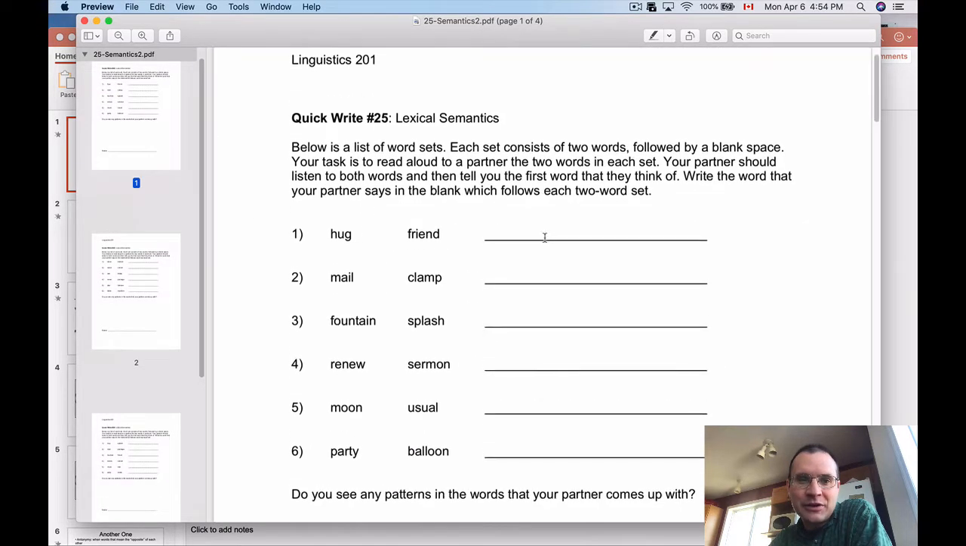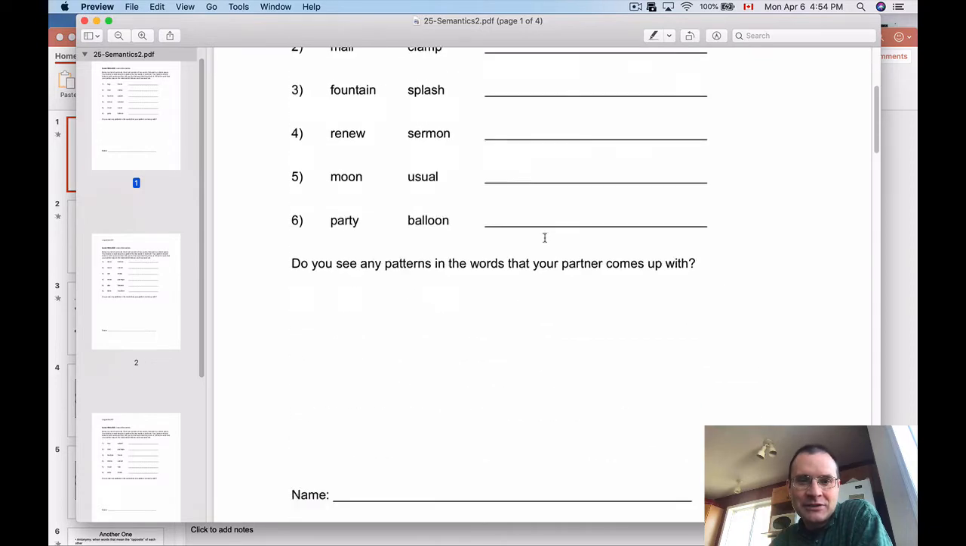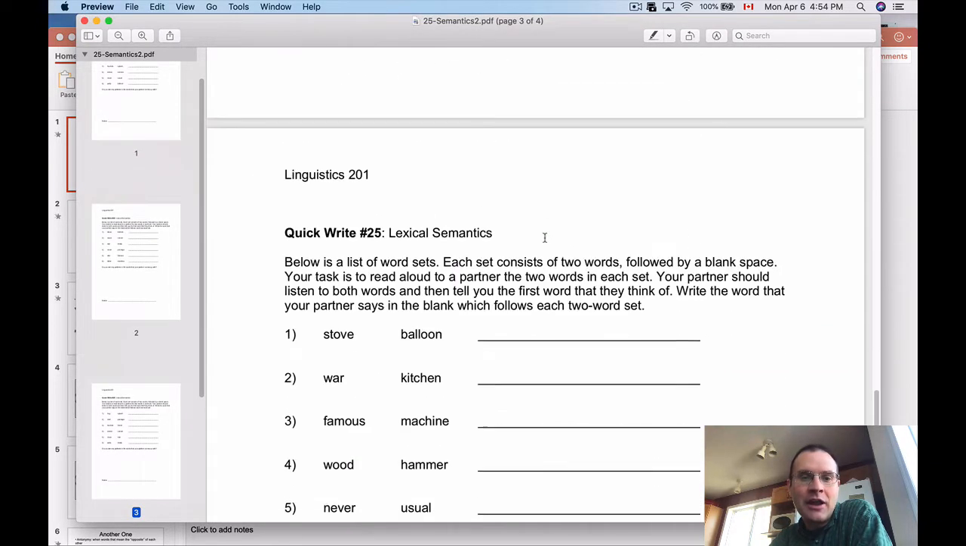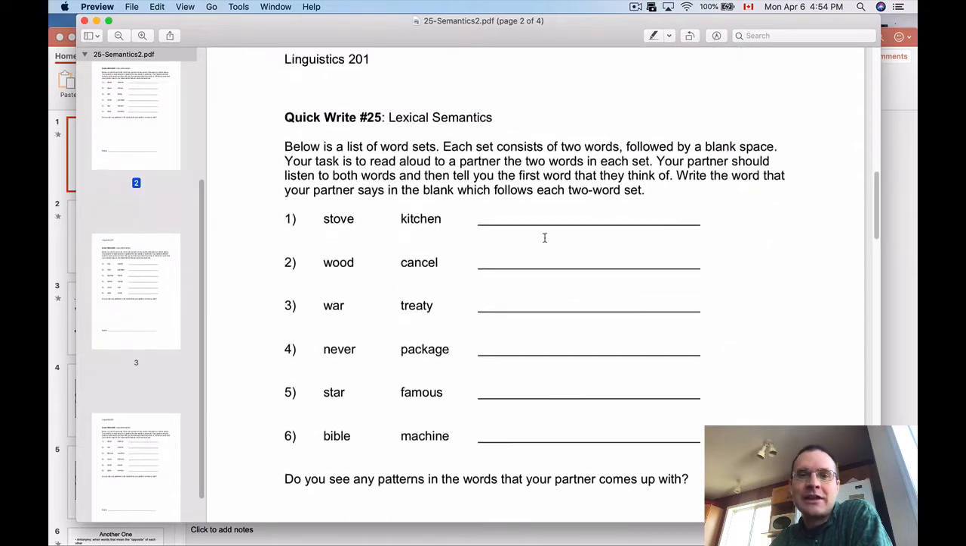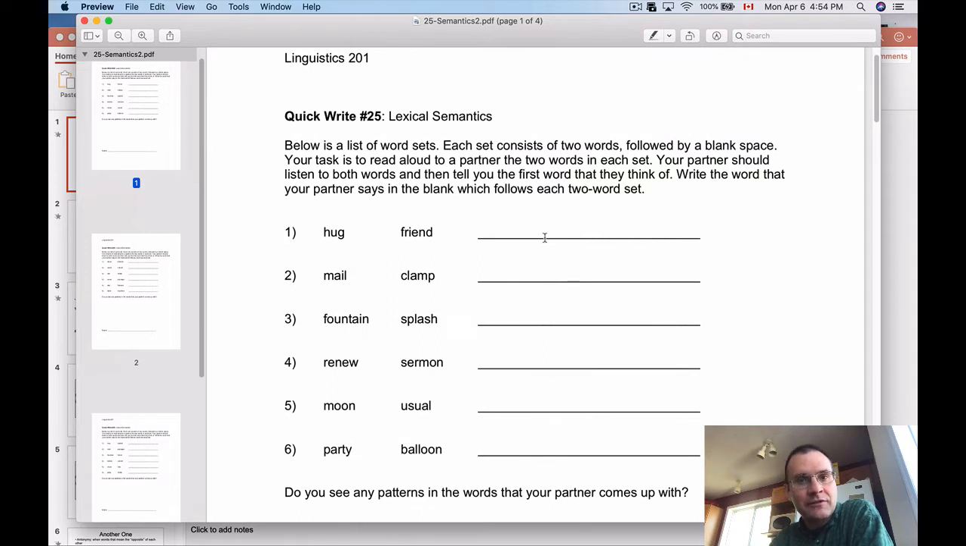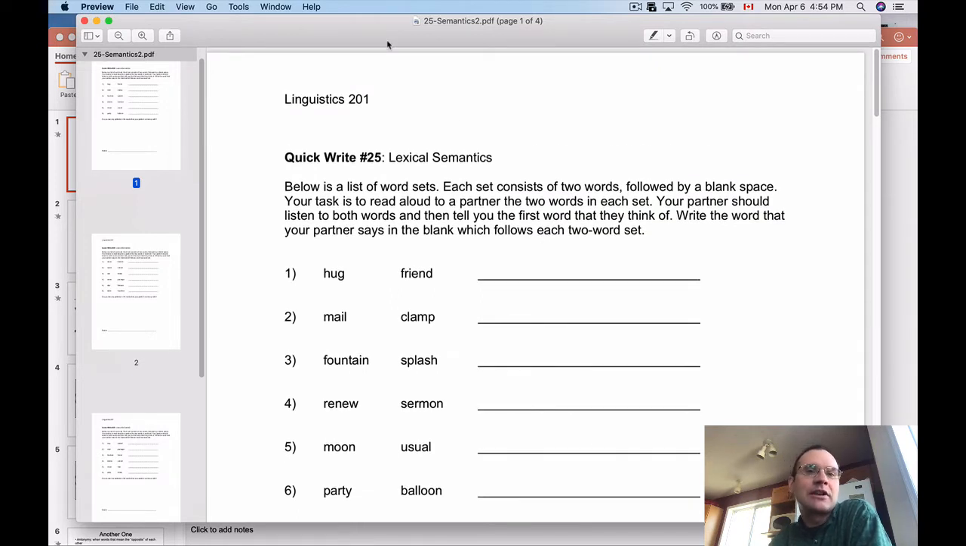If you want to do this quick write, you only have to do one of these pages. If you want to do all four, you can go ahead and do all four. Maybe you'll see what the differences are there. And then usually I compile the responses people give and then talk about them a little bit in the last lecture for the class, which is going to happen after this lecture.